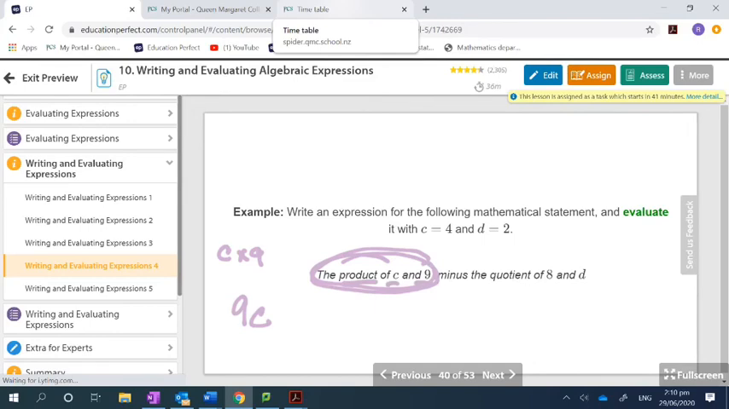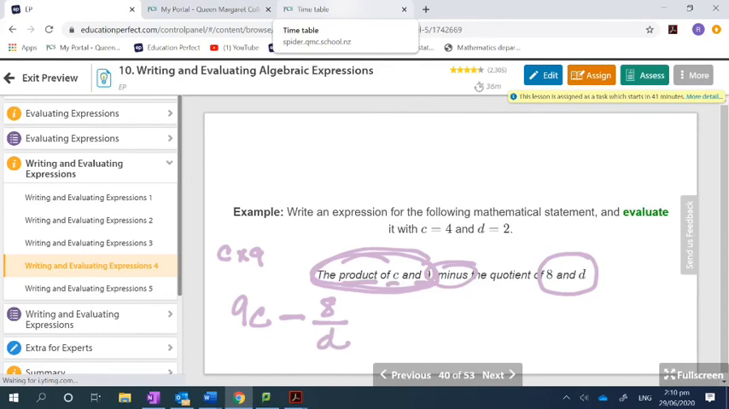Okay, all right. Then it says minus the quotient. So what am I going to put after the 9C? Minus means subtract, right? The quotient, what does quotient mean you're doing? Divide. That's good. And what am I dividing? 8 and D. How am I going to write that? Which one goes on top? 8 divided by D. There you go. Okay, we're getting there.